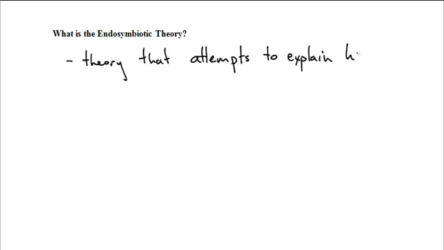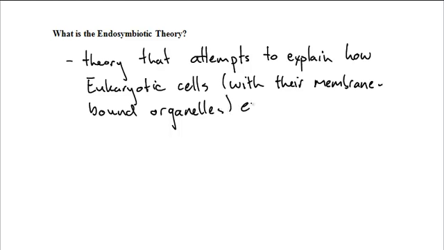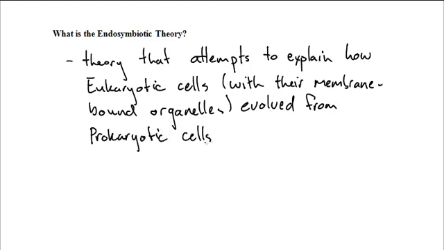And what we're going to talk about now is the endosymbiotic theory. This is a theory that attempts to explain how eukaryotic cells, in brackets with their membrane-bound organelles, evolved from prokaryotic cells. And it's quite a nice story.